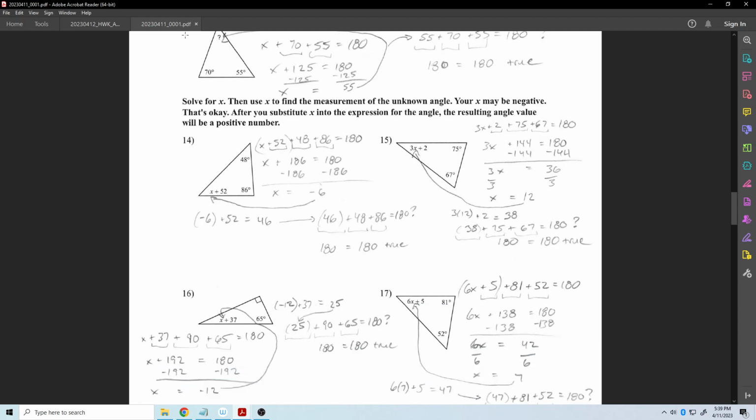What's funny about it is that you'll see, wait a minute, for example, number 14 here. I'm adding up x plus 52 plus 48 plus 86, all that equaling 180. Well, if I'm doing the math, you'll see something a little strange here. X plus 186 equals 180, and when I subtract, I'm getting a negative number. That's funny to me. I can see how you would say that, but understand what you're doing by solving for x. You're not saying that the angle is negative.